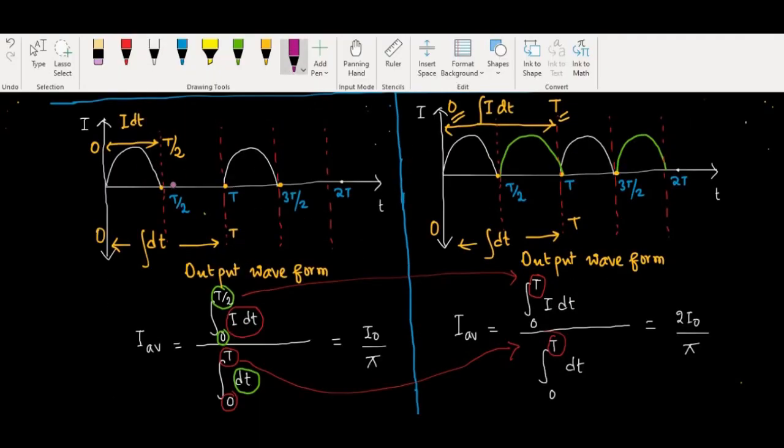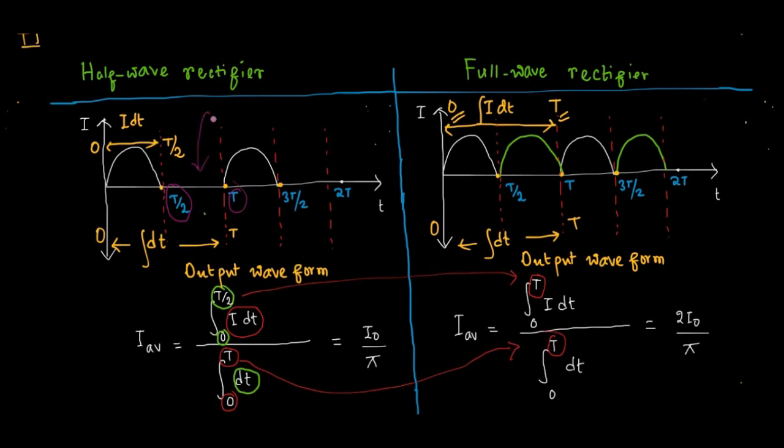On the left hand side, for a half-wave rectifier, no current is obtained from T by 2 to T, during the negative half cycle. But for a full-wave rectifier, definite current is obtained during the negative half cycle, that is from T by 2 to T.